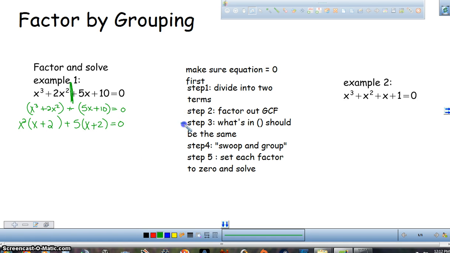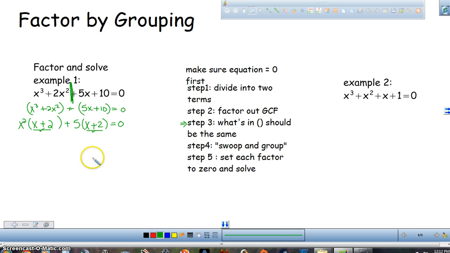And then you want to make sure, which it says in step 3, what's in the parentheses should be the same. So if these items here in the parentheses are not the same, then you've made a mistake. You didn't bring out the greatest common factor. Maybe you only brought out the smallest. But those have to be the same. So at this point you can do like a little check. Yes, I got the same thing.